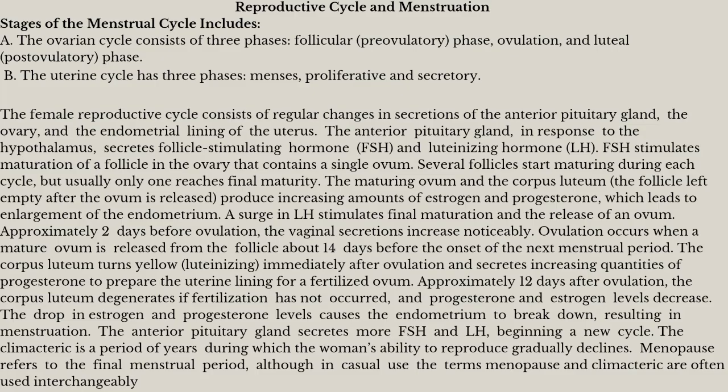The stages of the menstrual cycle include: the ovarian cycle, which consists of three phases: follicular or preovulatory phase, ovulation, and luteal or postovulatory phase. The uterine cycle also has three phases: the menses, proliferative, and secretory.